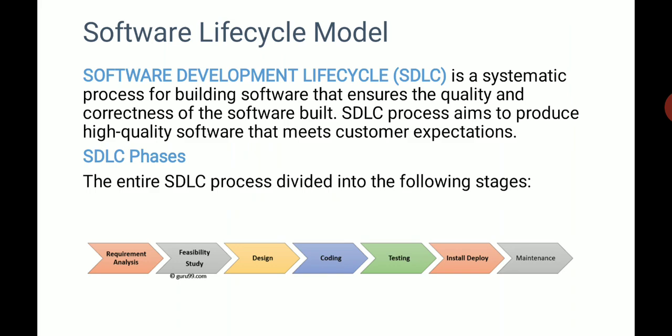Software Development Lifecycle Model, or Software Lifecycle Model, is basically a systematic process for building software that ensures the quality and correctness of the software, and it aims to produce high quality software that meets customer expectations. Now this software lifecycle model has various phases. These can be broadly defined as requirement analysis, feasibility study, design, coding, testing, install, deploy, and maintenance.